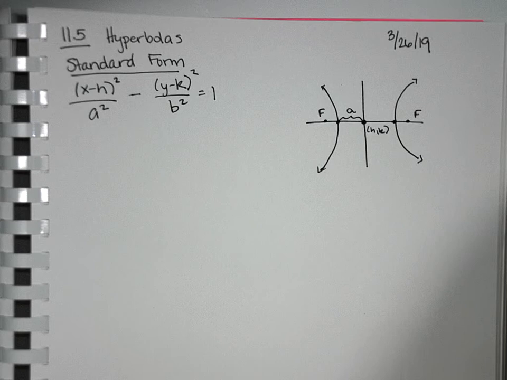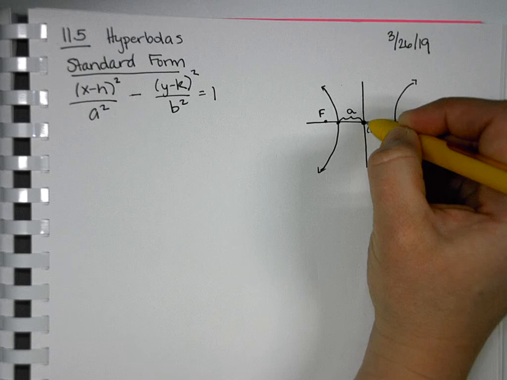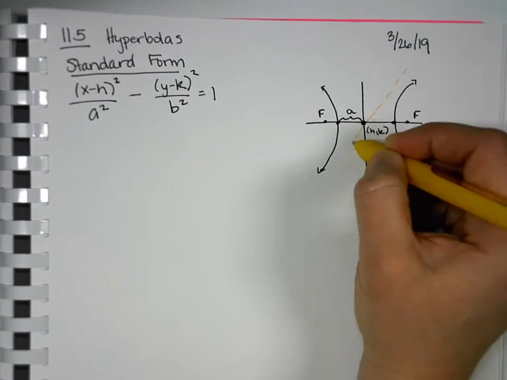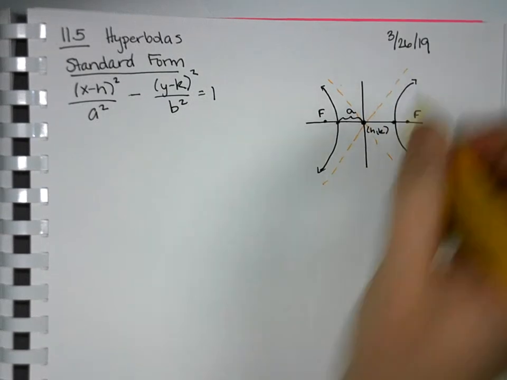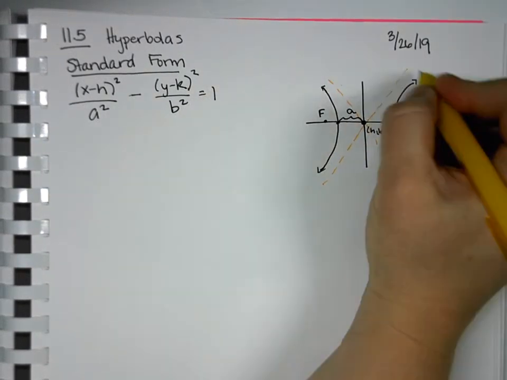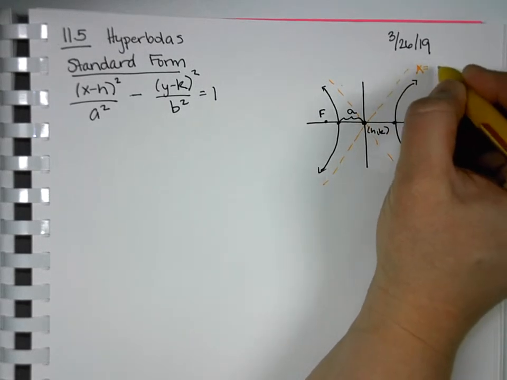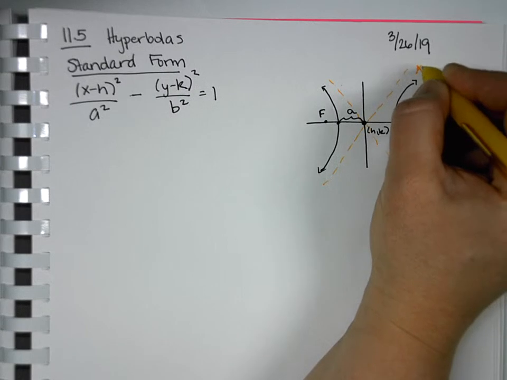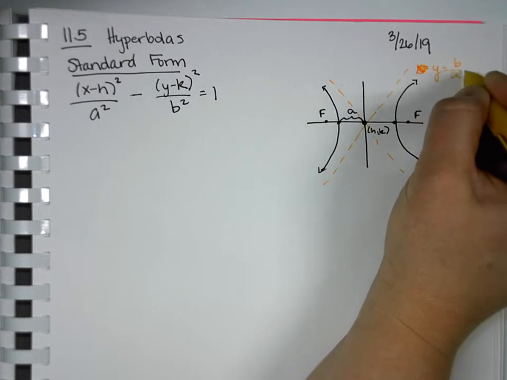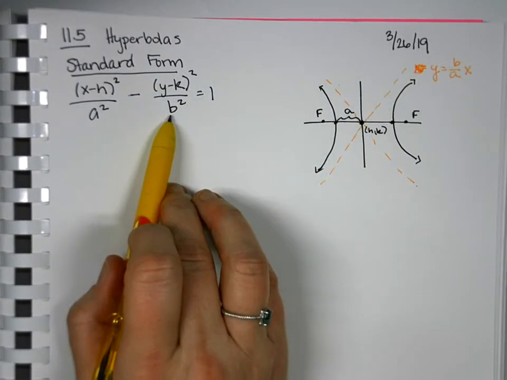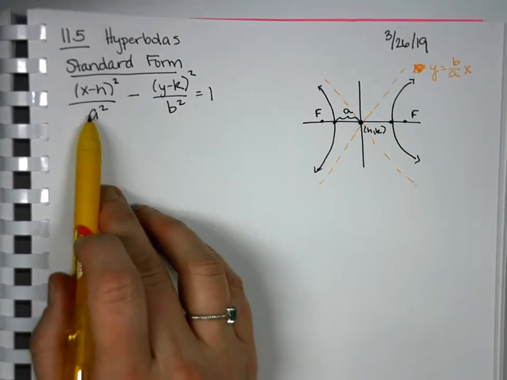Now something else that we also have with hyperbolas, and this helps tell us how big the hyperbola is, we have asymptotes. And these asymptotes are your slope. It's going to be y equals b over a times x. So this is where that b would come in. This is your rise because it's under the y, and you have your run under the a.